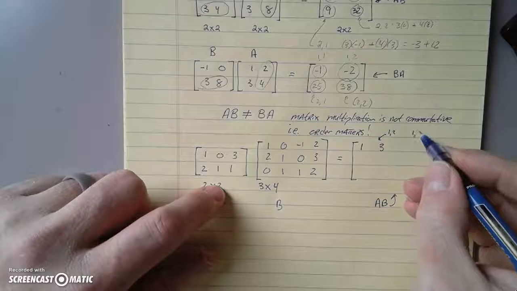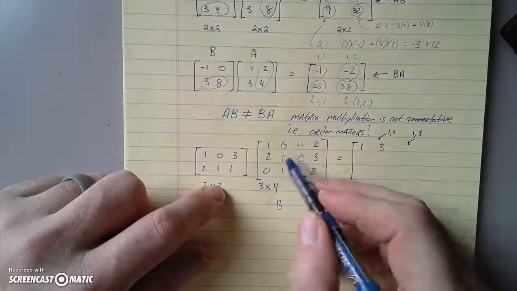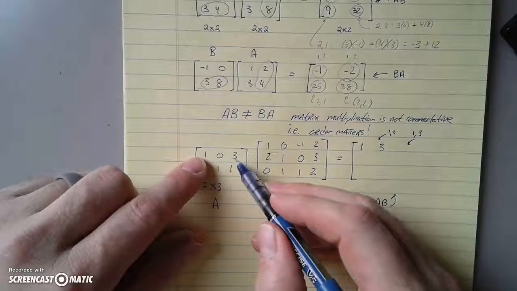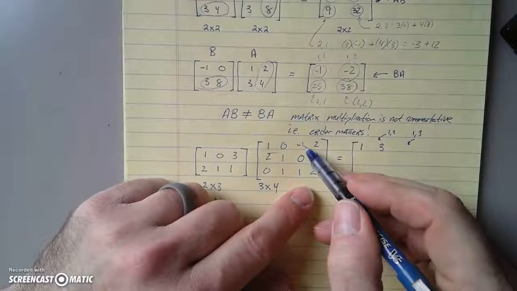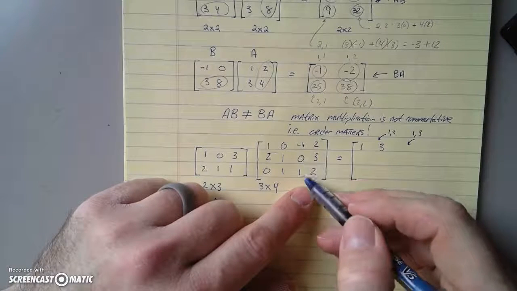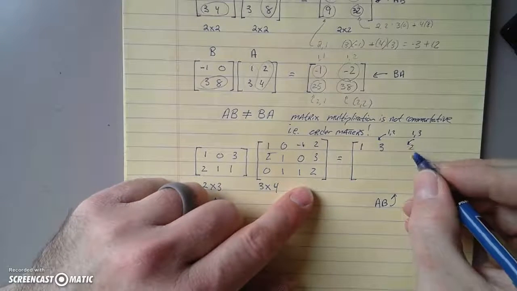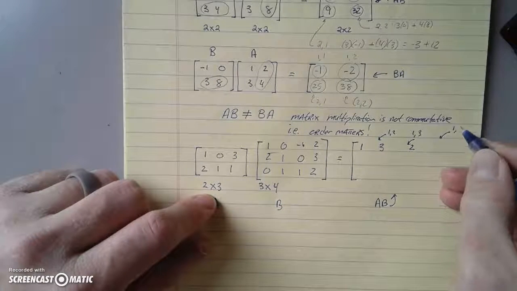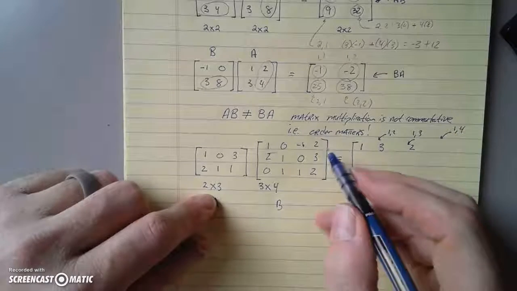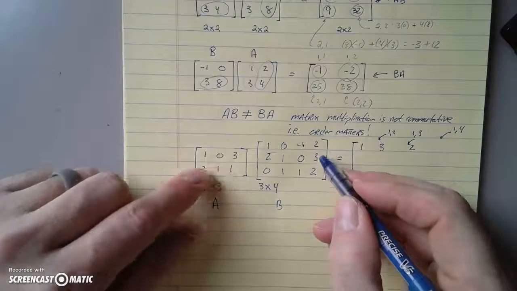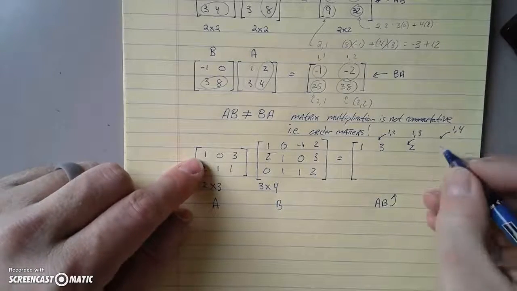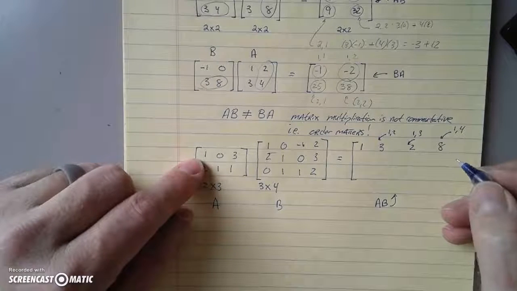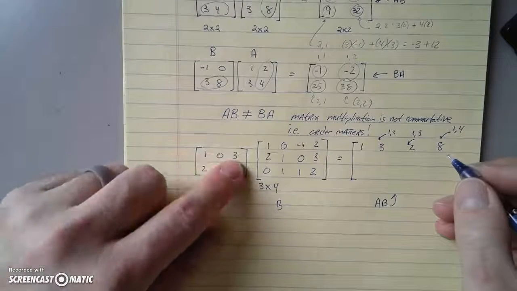For the 1, 3 spot, I just keep on going. Take the first row, third column, that's a minus 1, 0, and 3, so that's a 2. And then there's also a 1, 4, because there's a fourth column, first row, fourth column, that's a 2 plus 6 is 8. Now I've used my first row up.